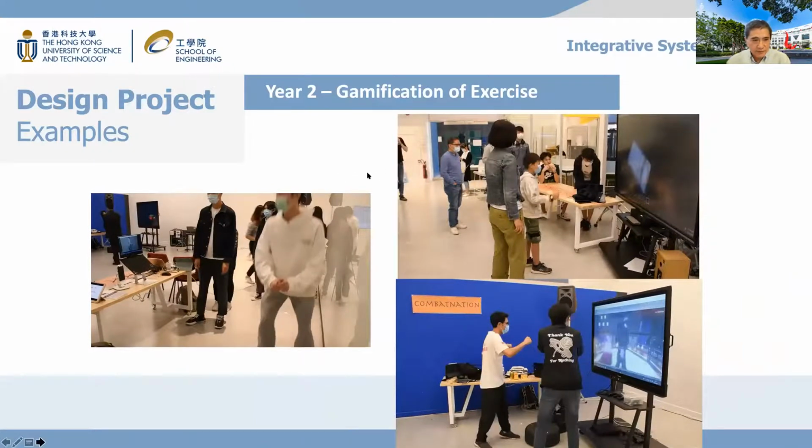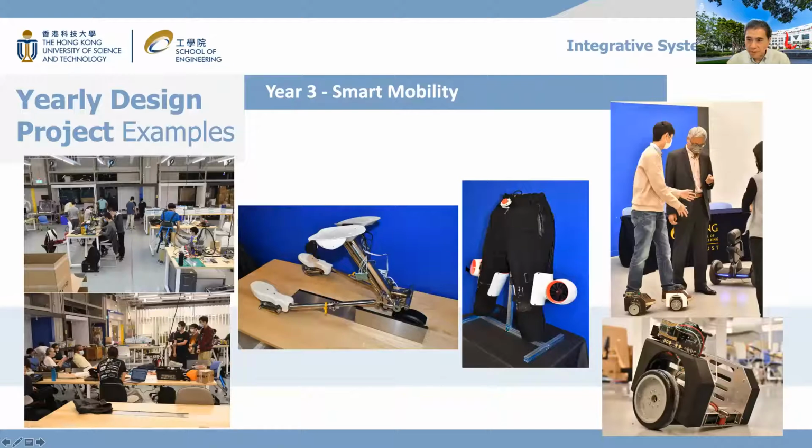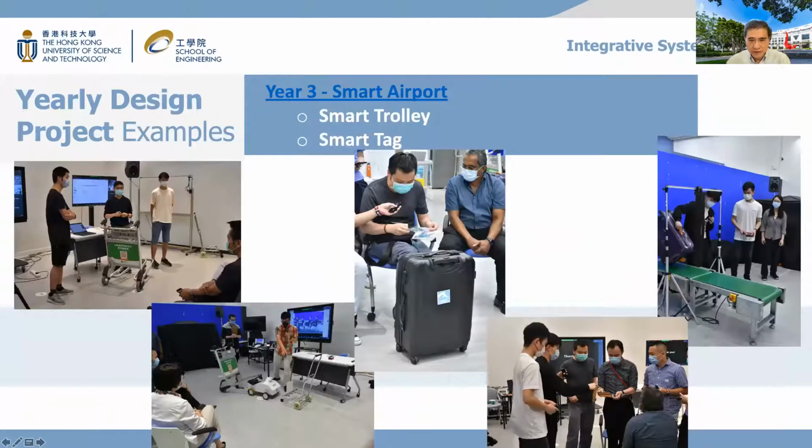Some year 3 projects are working on smart mobility, for example a foldable car, a propeller that helps you walk, or a self-balancing electric skateboard. These are some year 3 projects. Another one is where we work with the airport on smart airports, looking at a smart trolley and some smart tech. This is an example of projects that we work on together with the students.